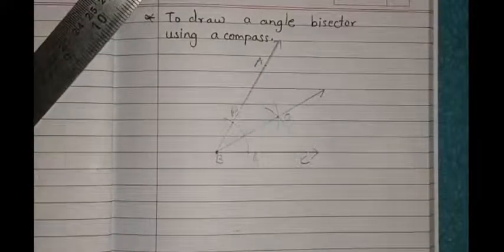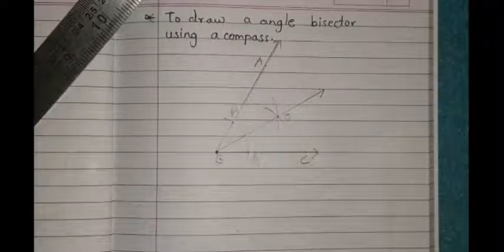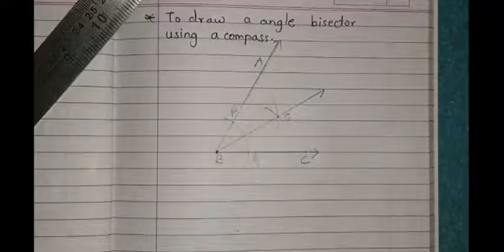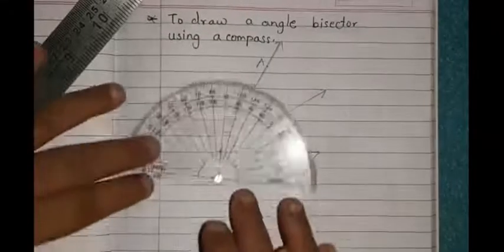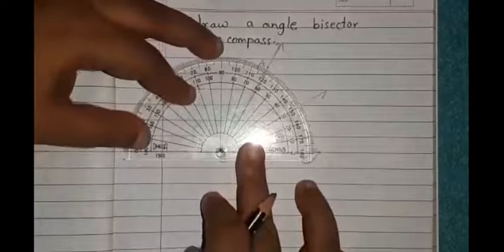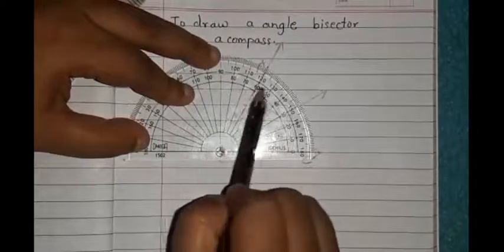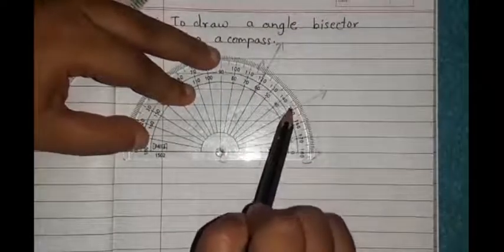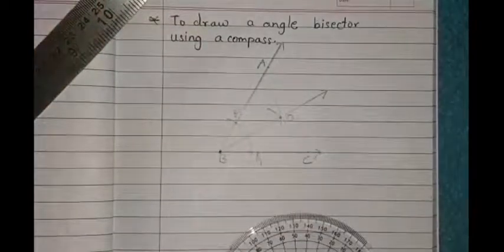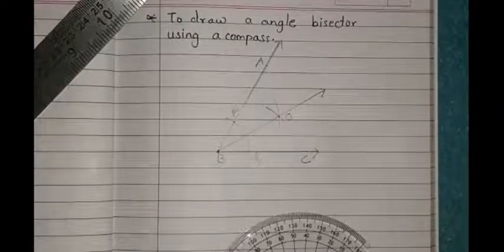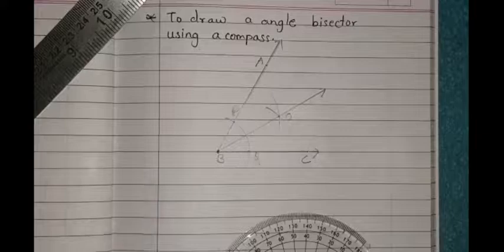So children, what was the measure of the angle? Yes, the measure of the angle was 60 degree. What will be half of it? Correct, 30 degree, which means this ray BO should be at 30 degree. Then we can say our angle is bisected equally. We will check it. Here is my 60 degree and here is my bisector at 30 degree. So this tells us that my ray BO is the angle bisector which divides the angle ABC into 2 equal parts.